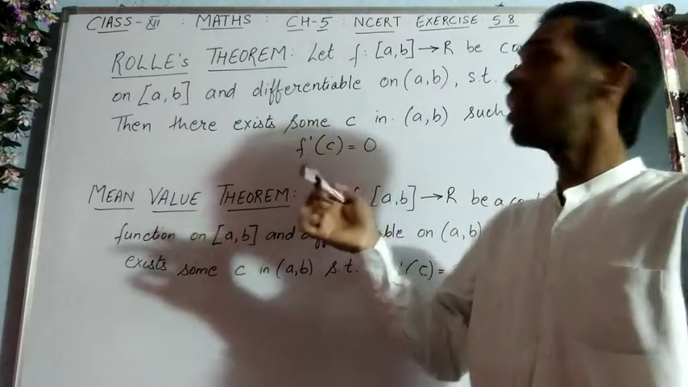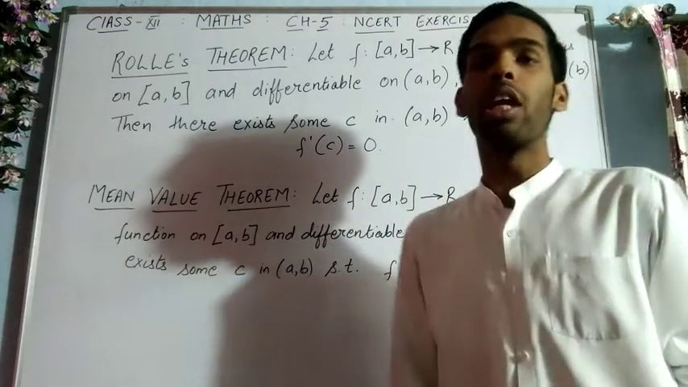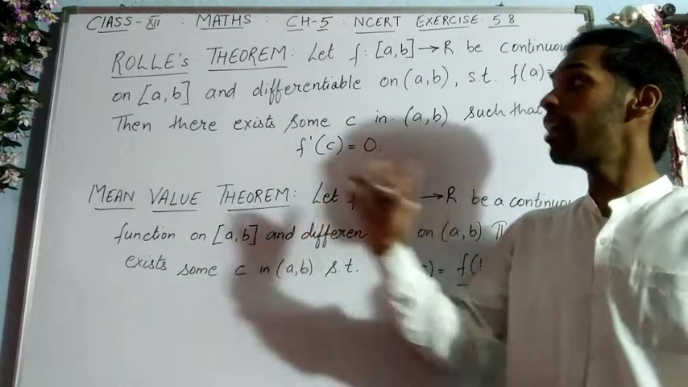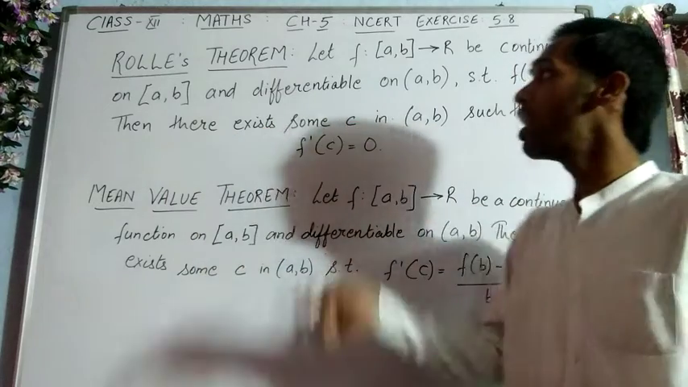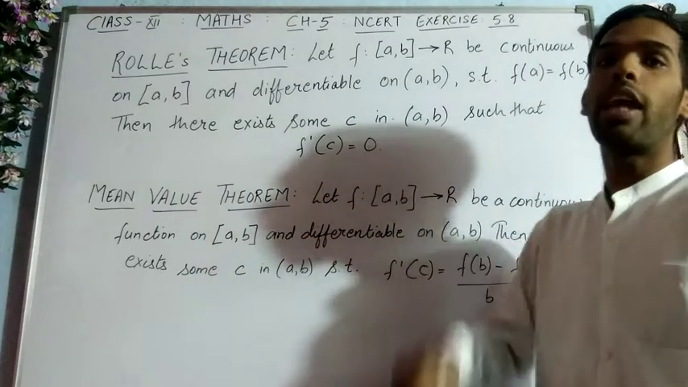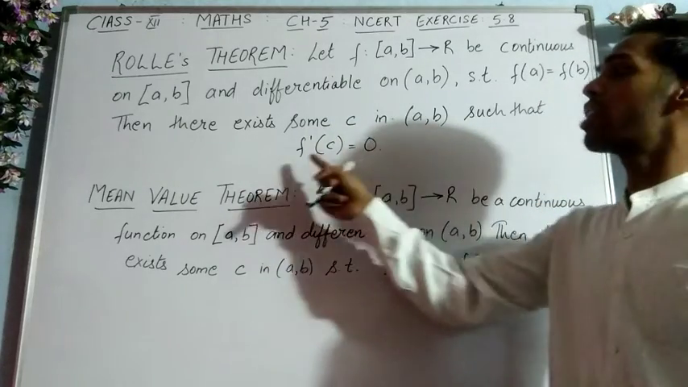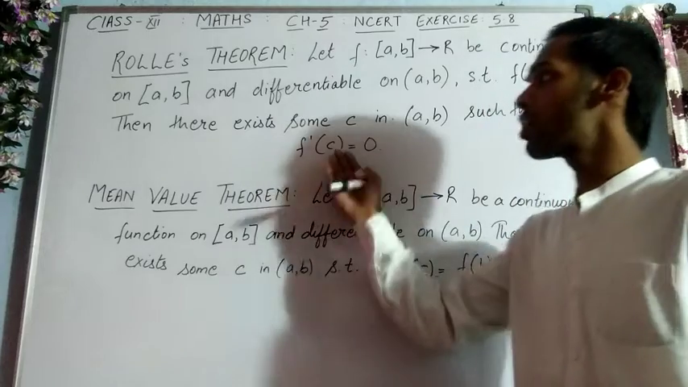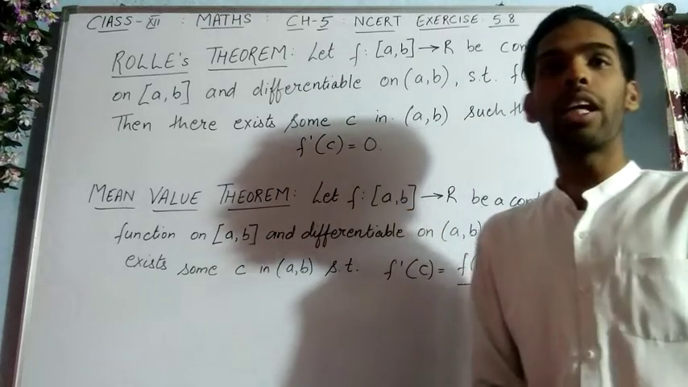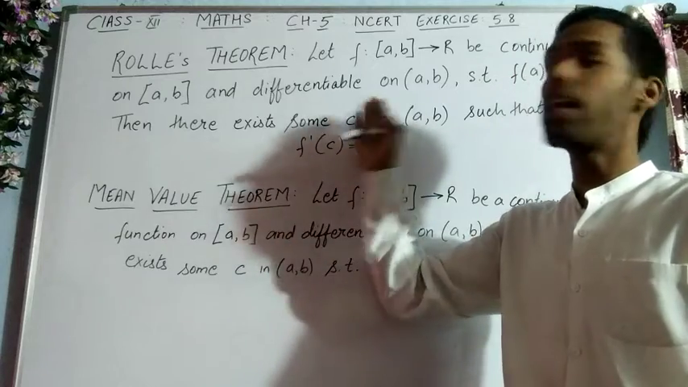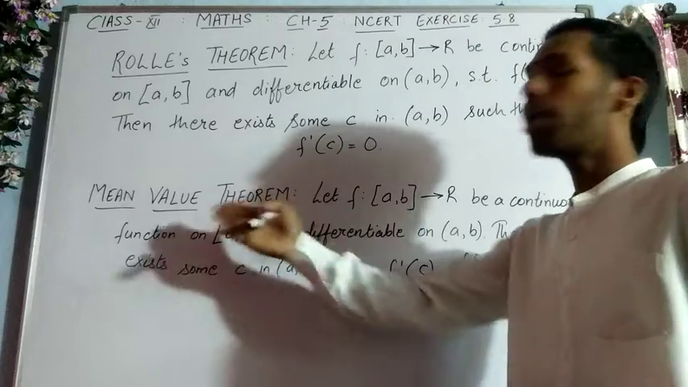And third, one more condition should be satisfied, that is f of a is equal to f of b. If all these conditions are satisfied, then there must exist some value c, which lies in the open interval a to b, such that f dash c is equal to 0. According to this condition you will find the value of c, which should lie between this open interval a to b. If all these conditions are satisfied, we say Rolle's theorem is verified.